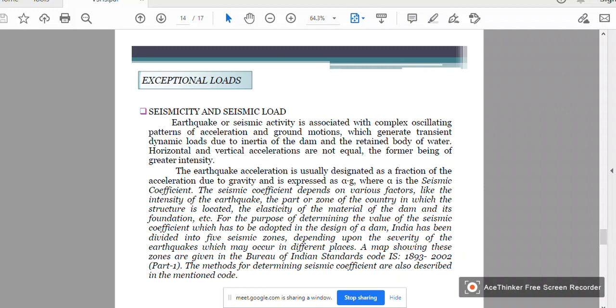Then the initial stage of failures will be placed into the dam. That is the earthquake failures. The earthquake acceleration is usually designated as a fraction of the acceleration due to gravity.